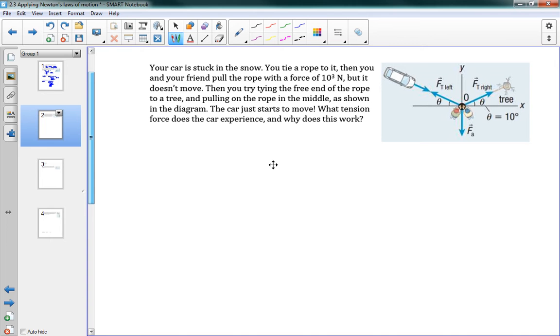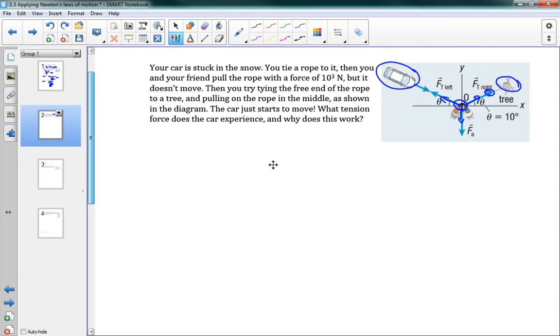Then you try tying the free end of the rope to a tree and pulling on the rope in the middle. So like the picture on the right here. So here's our tree, here's our car. We are pulling in the middle of this rope, and you can see that we're pulling this rope downwards, which means that there's something happening to the right and something happening to the left now in this rope, whereas before we were just pulling on the end of the rope.